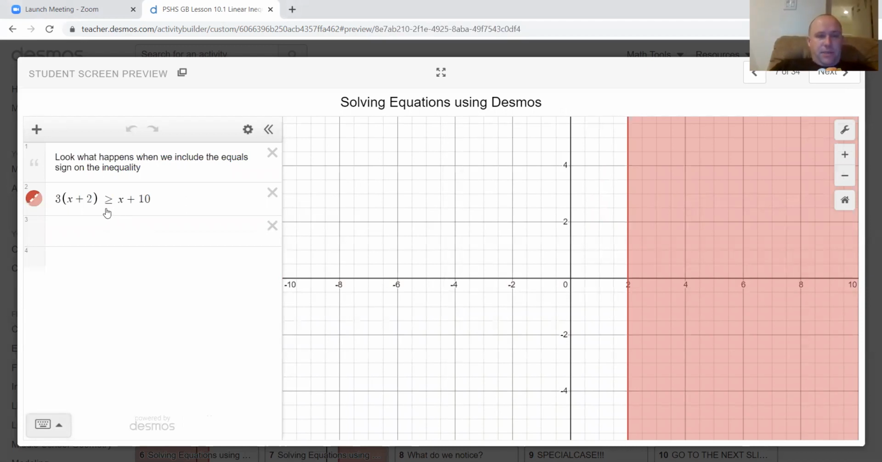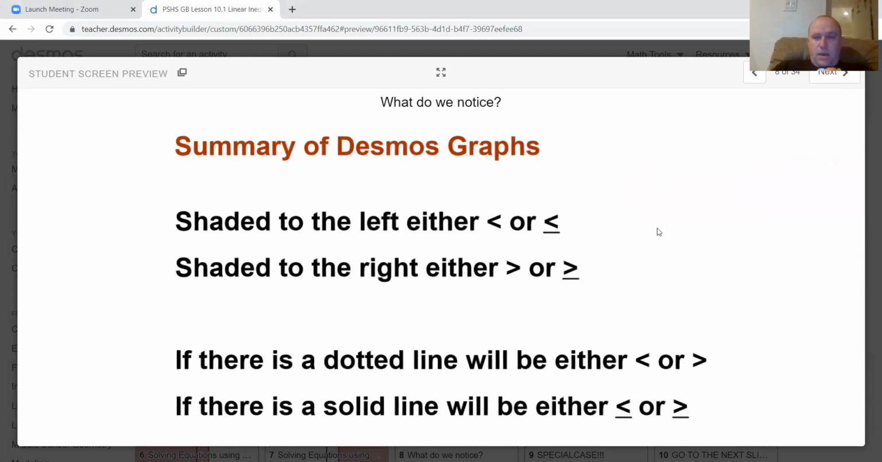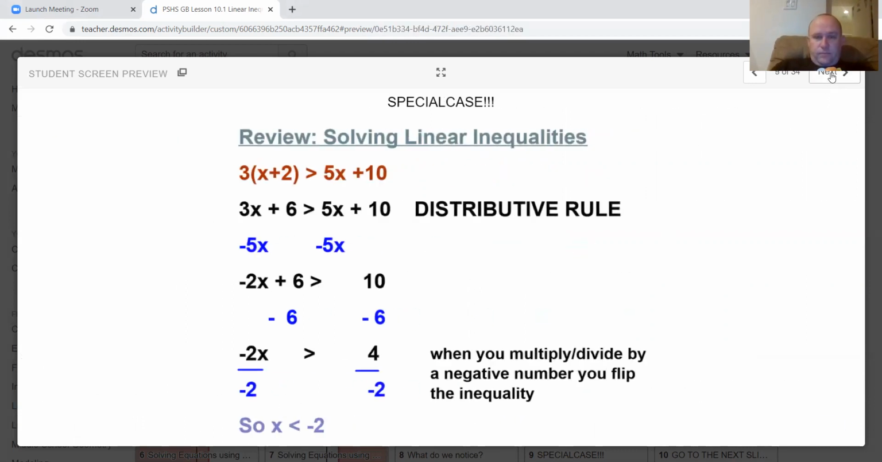Now for this one, same question, but notice I put the equal sign here. So I'm still shading to the right because it's pointing to the right. But also notice this time though, I have that solid line. So inequalities that have the equal sign there, you're also going to notice this is a solid line. And then there's a little summary here just to say what all those things are, which side is shaded, and also whether you get a dotted line or a solid line.